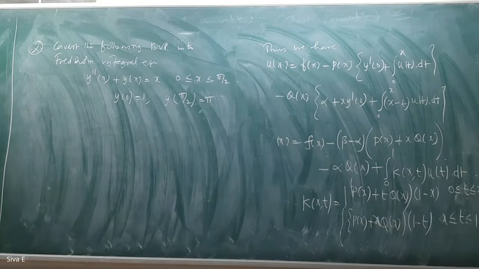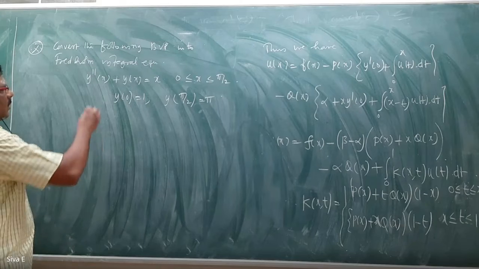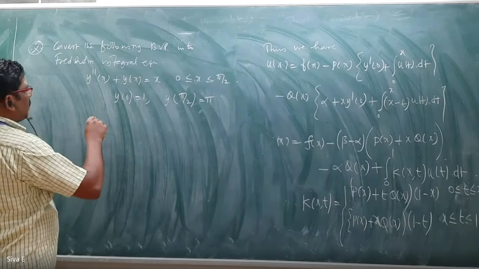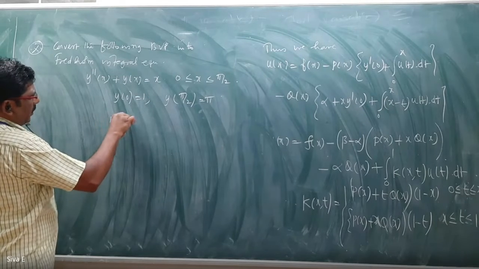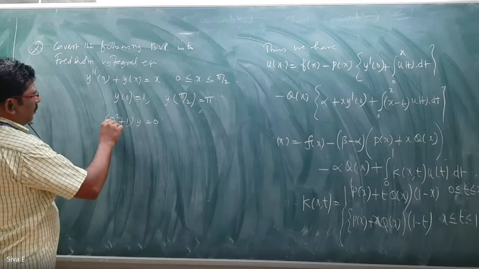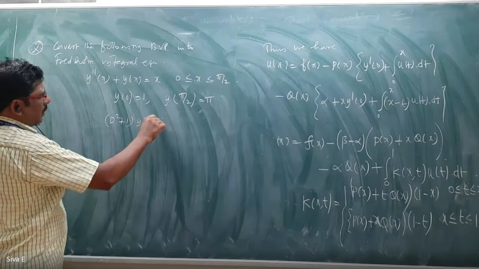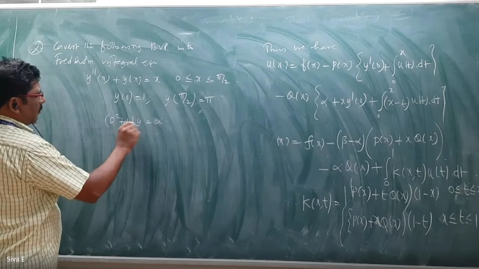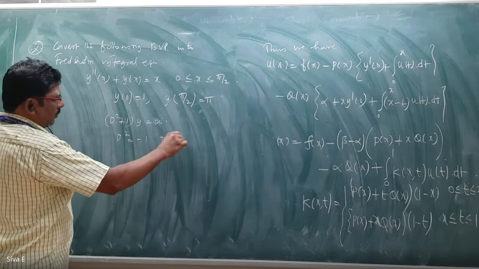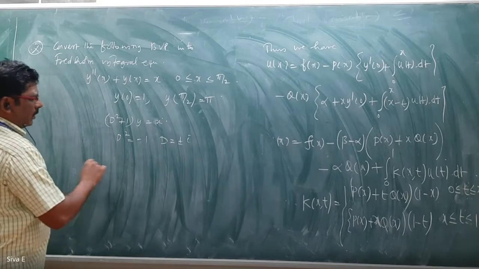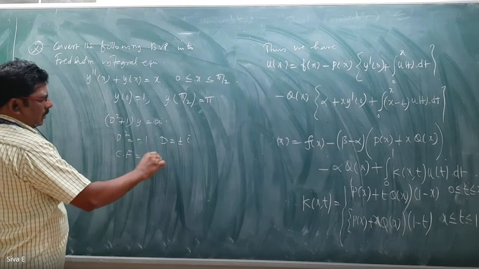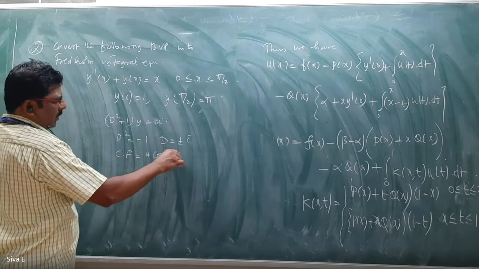Usually how to solve this? Usually we solve y double dash of x plus y of x equal to x. We write d square plus 1 y equal to 0. So d square equal to minus 1, d equal to plus or minus i. Then the complementary function is a cos x plus b sin x.